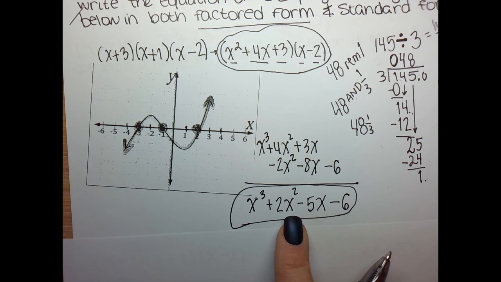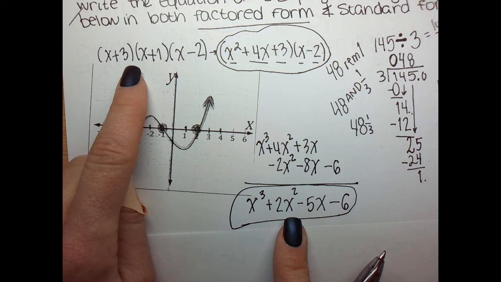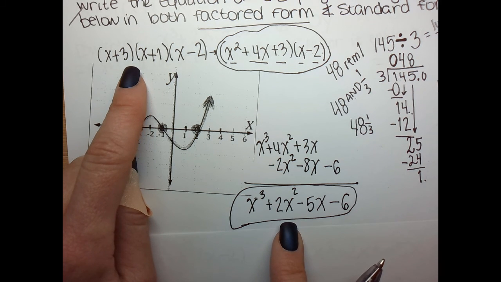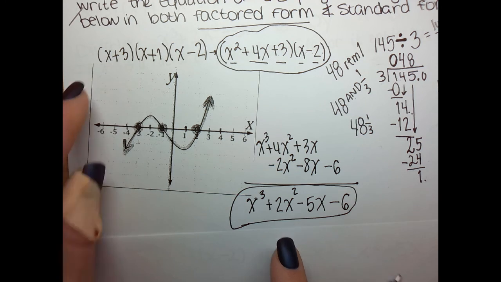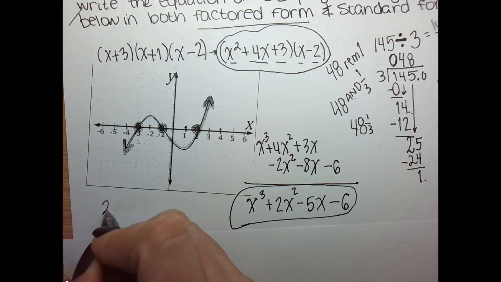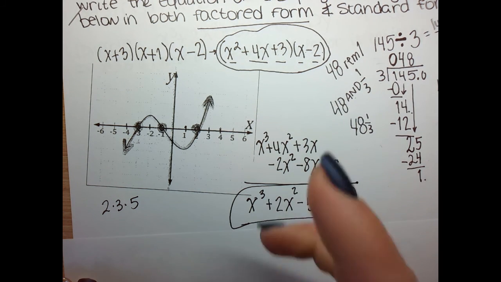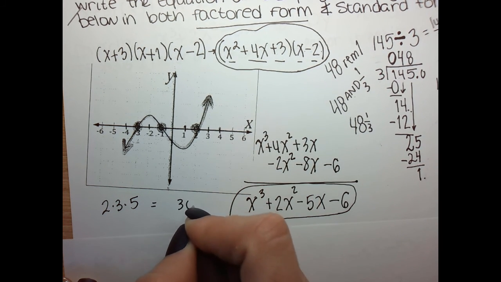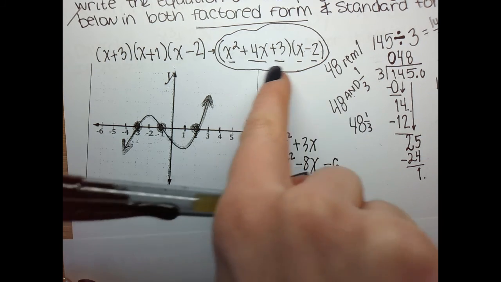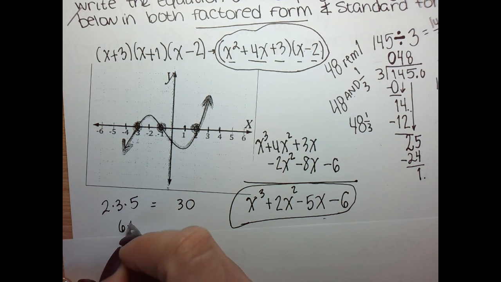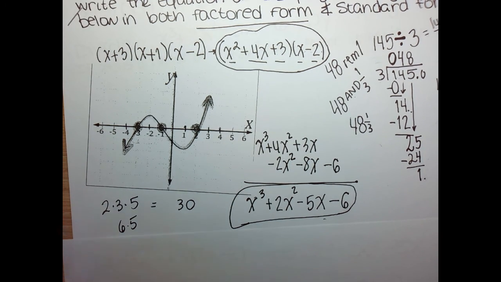It is equivalent to factored form. They are the same. They just look different, right? So this is like saying 2 times 3 times 5. This is like saying 30. This step is like saying 6 times 5, right? They're all just different representations of the same thing.